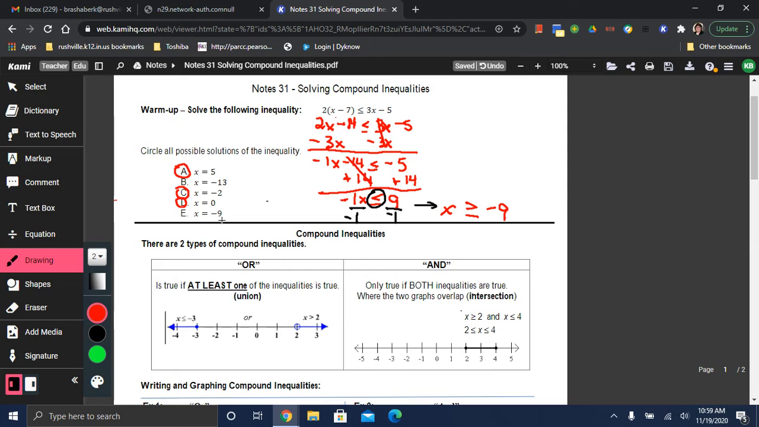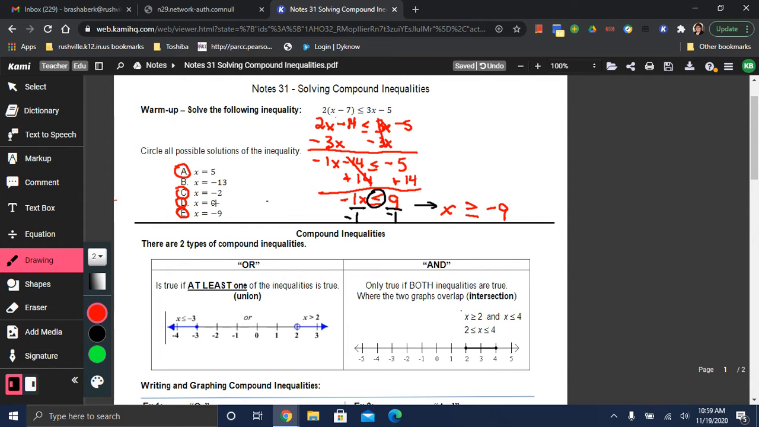And then here's really the big test. Is negative 9 greater than or equal to negative 9? And yes, it is. It is equal to. So those would be our 4 answers of the answer choices given. That would be greater than or equal to negative 9.